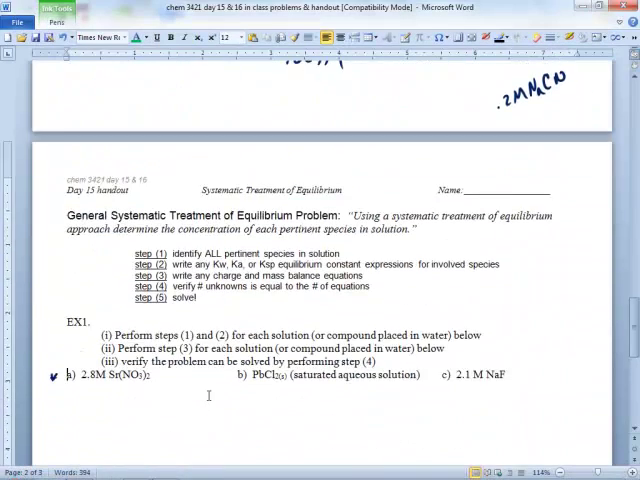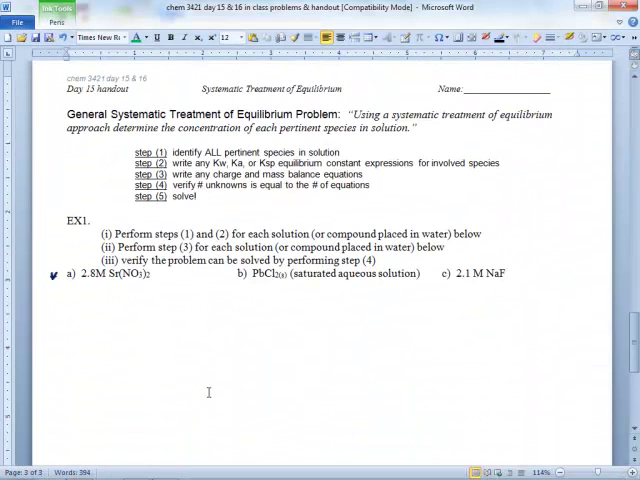So the point is, identify all the unknowns. So saying strontium nitrate's solid doesn't work. Plus, there's no equation you'd write for it anyway because he doesn't show any K expressions. So he's not a pertinent species. It's not a KSP problem.